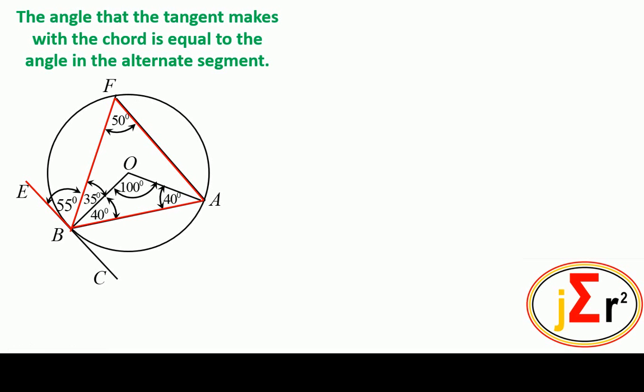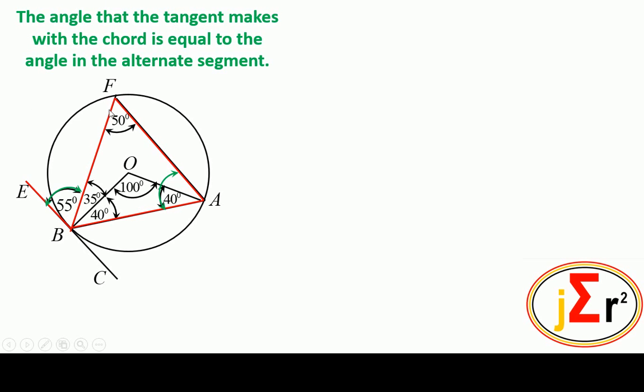And we will progress by making use of the fact that the angle that the tangent makes with the chord is equal to the angle in the alternate segment. So we have those two angles. And what do we mean by the angle in the alternate segment? The angle that the tangent, this is the tangent, makes with this chord.